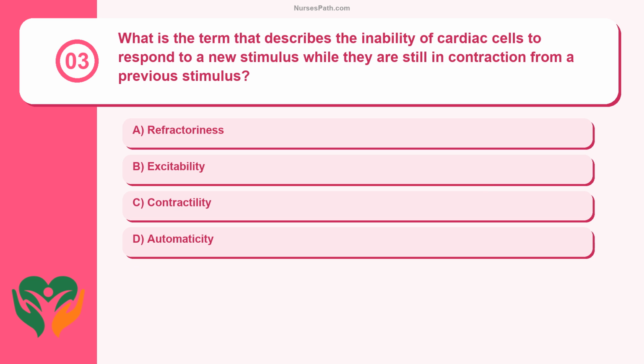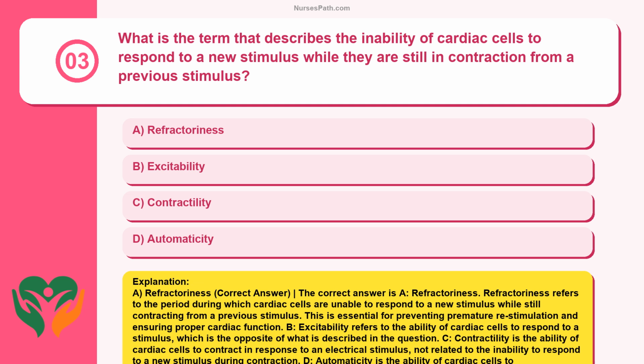Question 3. What is the term that describes the inability of cardiac cells to respond to a new stimulus while they are still in contraction from a previous stimulus? Refractoriness, excitability, contractility, automaticity. A. Refractoriness. Correct answer. The correct answer is A.